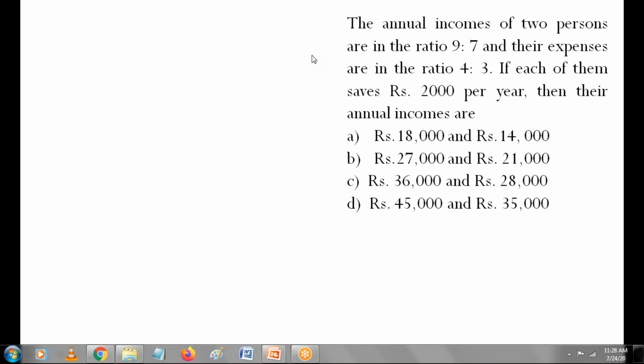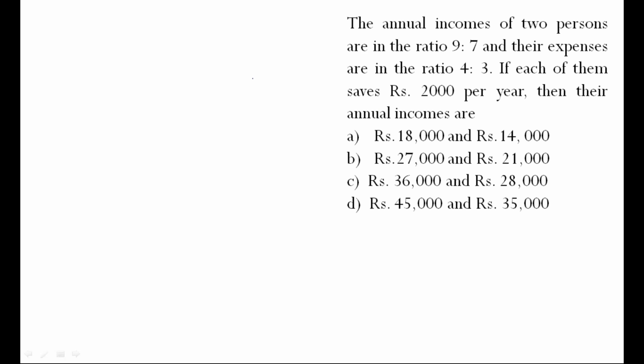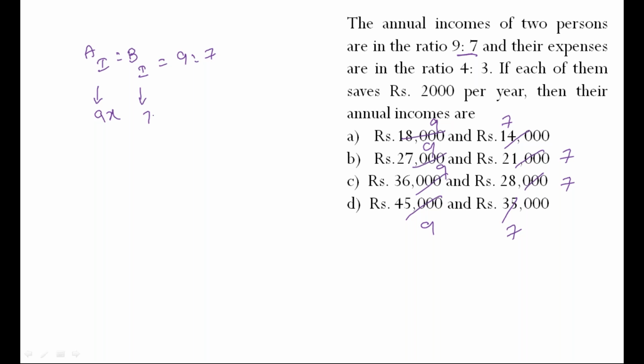Now here, friends, few people may think I'll check the options, but see, 9,000 to 7,000 is 9:7. 18,000 to 14,000 is also 9:7. All are 9:7 only. You can't go with option verification because all incomes are 9:7 only. But listen, A income and B income is 9:7, so I can consider 9x and 7x, satisfying that ratio.